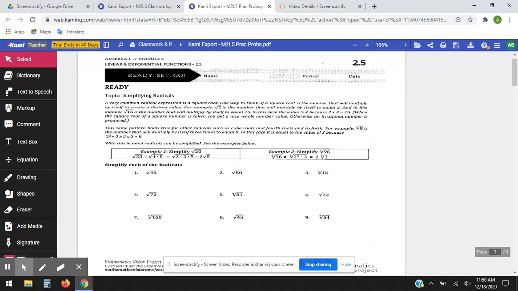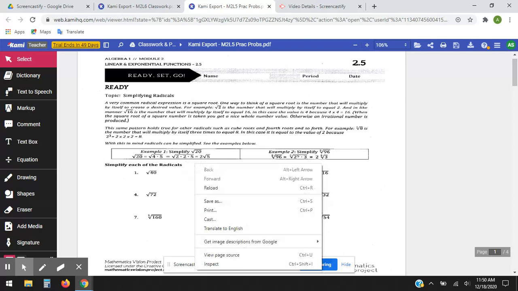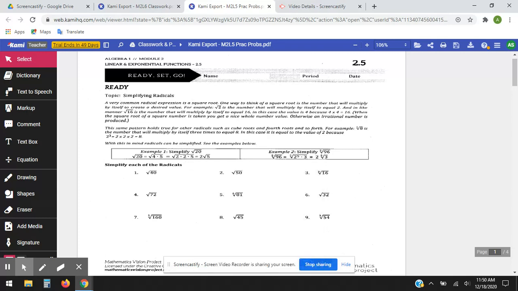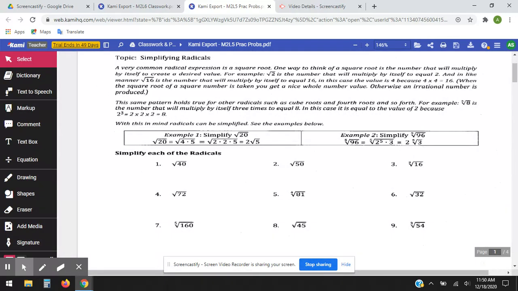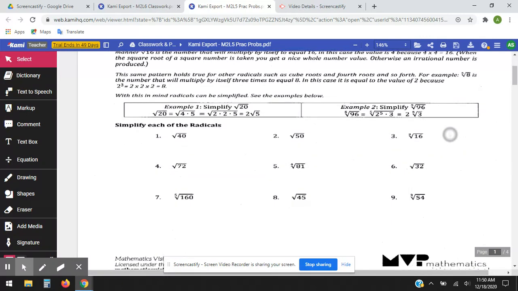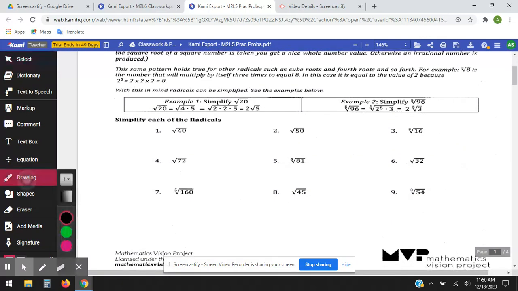You can simplify by breaking up the numbers underneath the square roots and turning them into exponents, or you could just multiply them out. I'm going to give some examples here, and we'll work through some of these to make sure you know what you're doing.